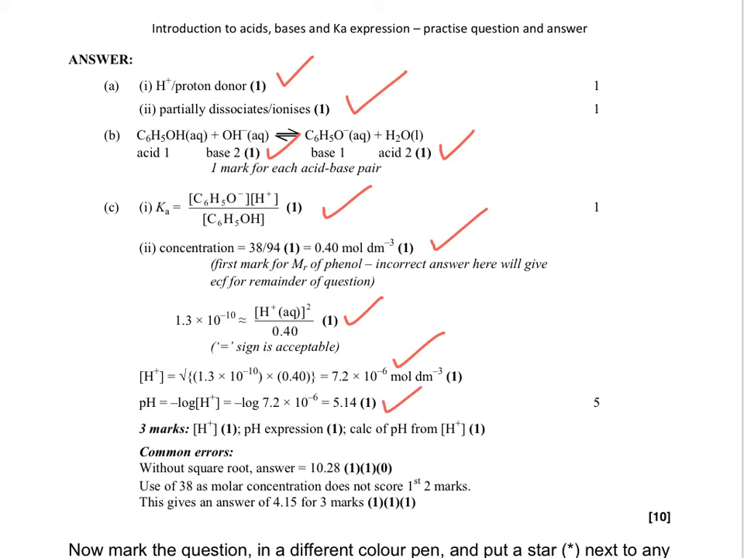There's a few common mistakes you can see at the bottom, so always remember the square root, and the non-conversion of 38 grams per decimeter to the minus 3 would have lost a couple of marks there, so it's really important that you make sure that you don't fall into that trap. Watch out for the units of concentration that they give you.